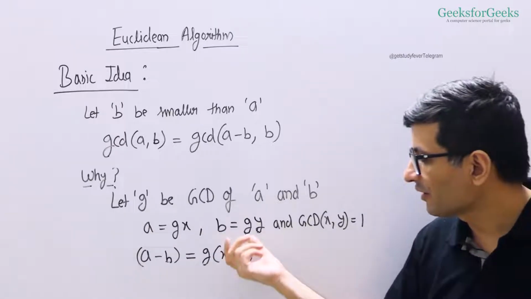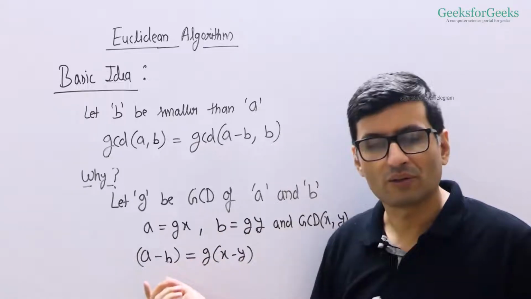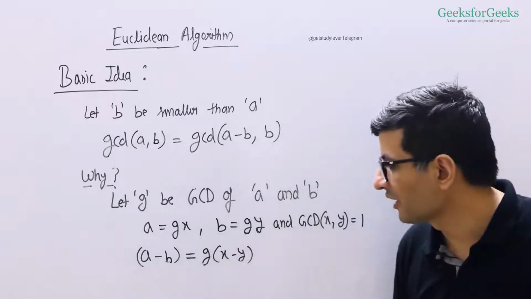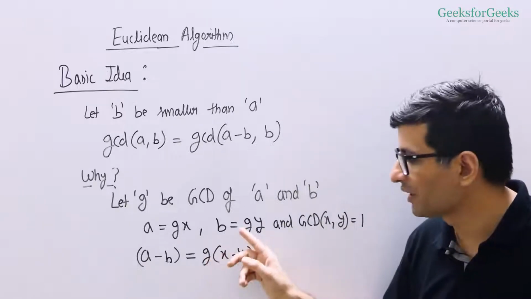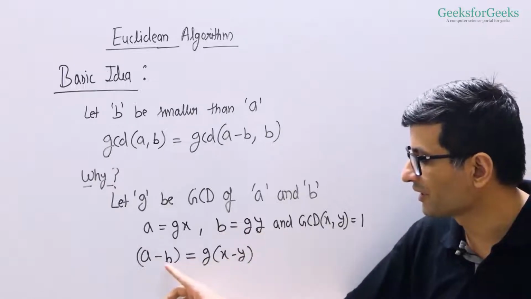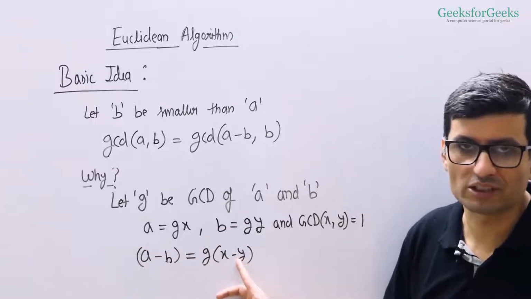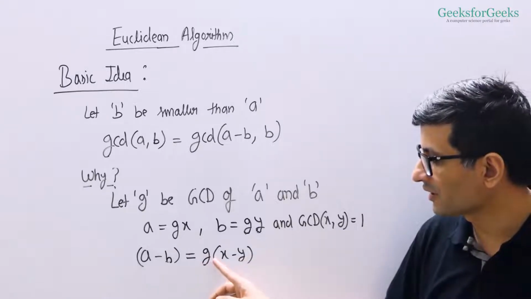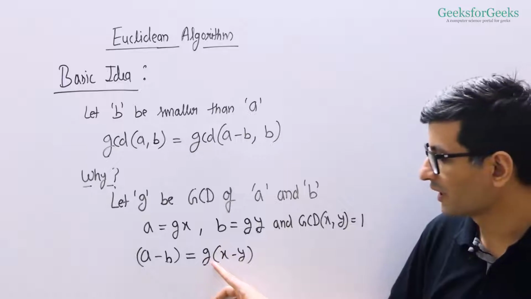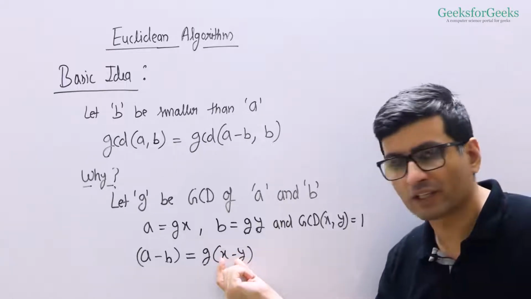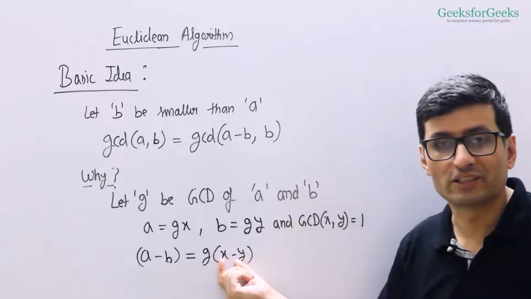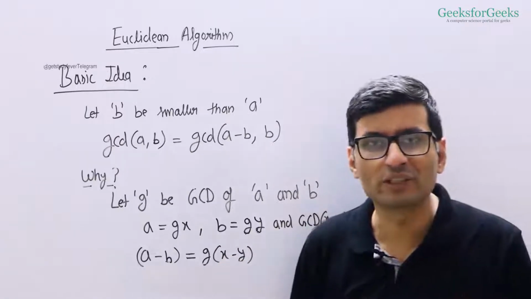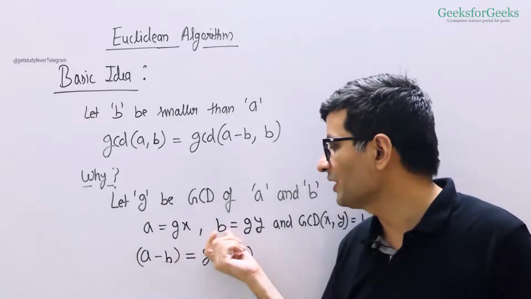Now we need to show that B and A minus B also have GCD as G. How do we show it? See, one thing is very clear, G is a common divisor. We have written B as Gy and A minus B as G times x minus y. Now how do we show that G is the greatest common divisor? See, if there is a larger common divisor, then there should be one more common factor between x and y. And this contradicts this, right? So G has to be GCD of A minus B and B also.